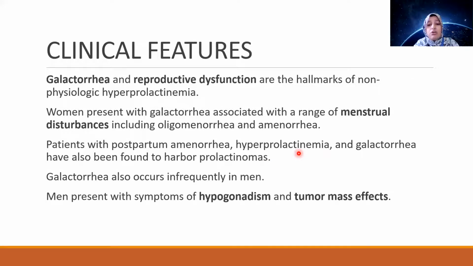So don't block your mind thinking that this is lactational and this is postpartum and it will take time to get resolved, because sometimes levels can be high enough to highlight the importance of checking for prolactinomas. Galactorrhea also occurs infrequently in men, and if it occurs in men, then understand that the male patient is harboring a big tumor and is releasing a lot of prolactin, so that the patient is starting to complain of galactorrhea, which is not easy to manifest in men as such. Men can present with symptoms of hypogonadism and tumor mass effects as well.